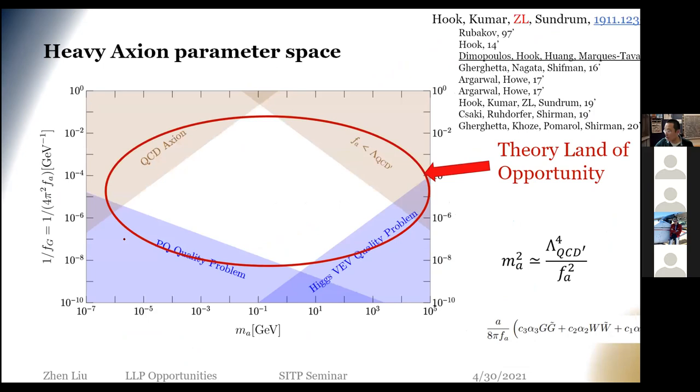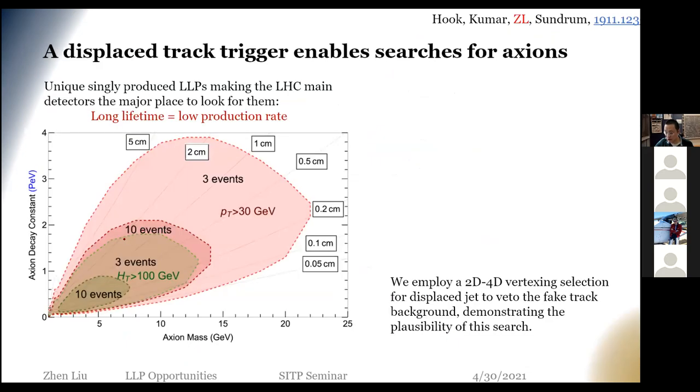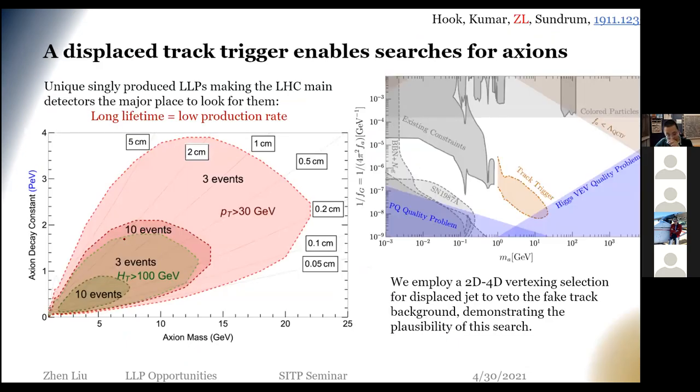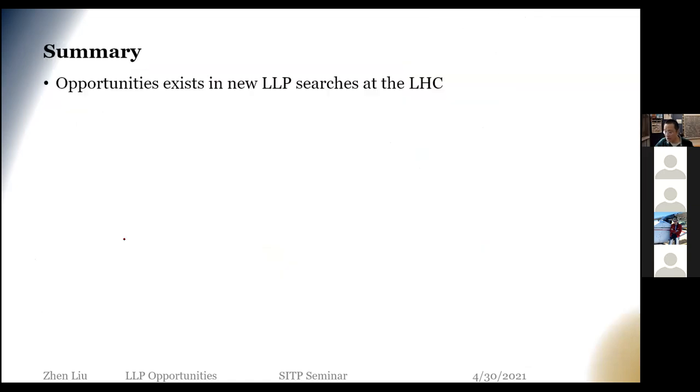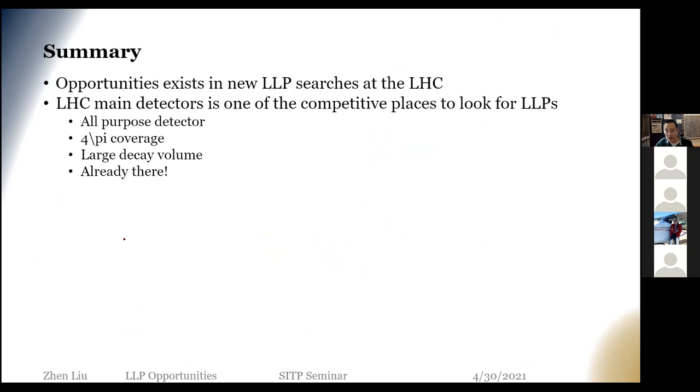I'm now going to talk about singly produced soft hadronic long-lived particle searches for heavy axions and heavy neutrinos. But let me summarize here. I hope the message has been conveyed: there are big opportunities in new long-lived particle searches at the LHC. I would focus on new ones. We do want to explore the unexplored territory.